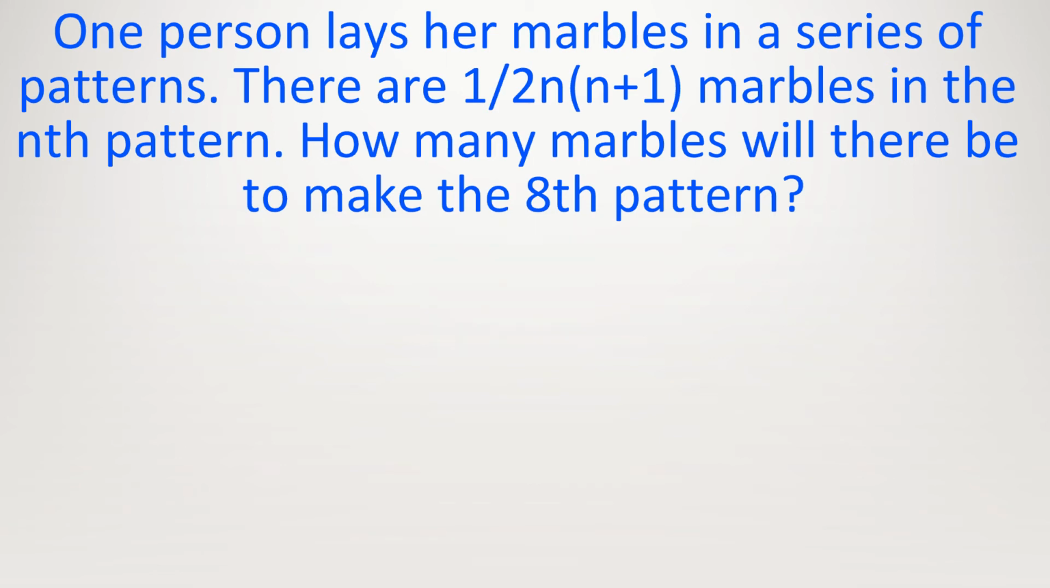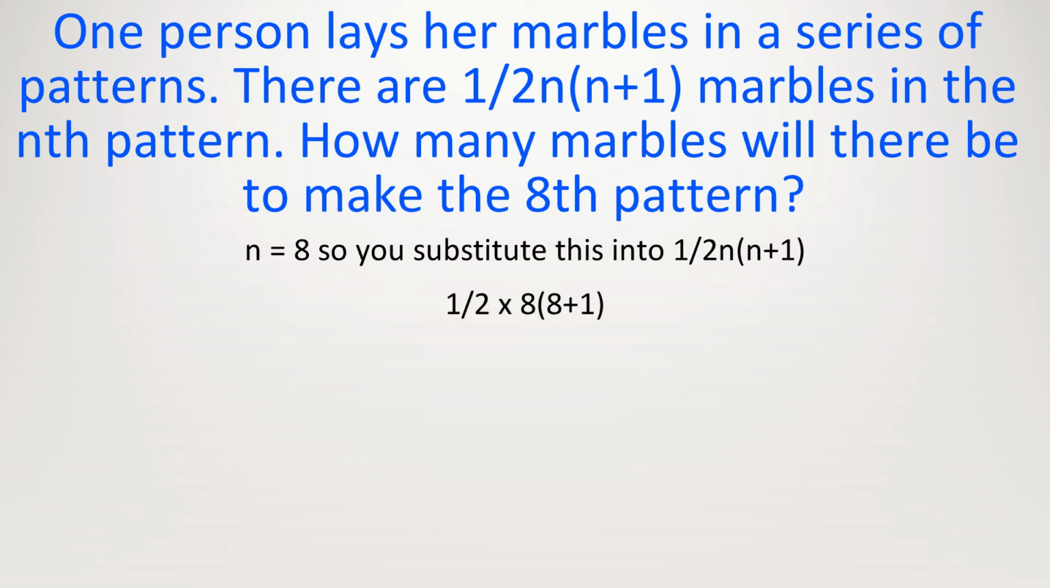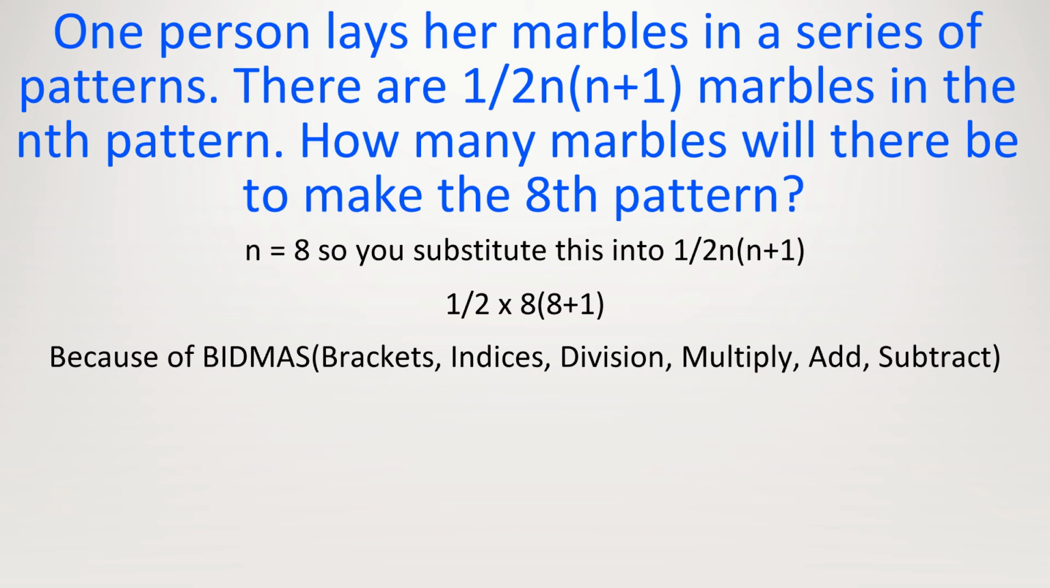n is equal to 8, so let's substitute this in. Half times 8 and then 8 plus 1. Because of BIDMAS, let's work out 8 plus 1 first. This is 9. Now half times 8 is on the outside. This is equal to 4. Altogether we have 4 times 9 equals 36. Therefore in the 8th pattern there are 36 marbles.